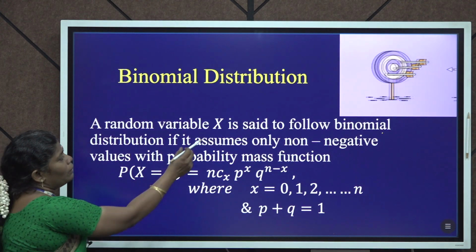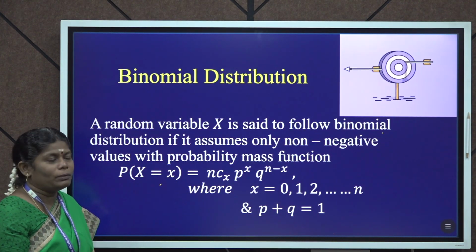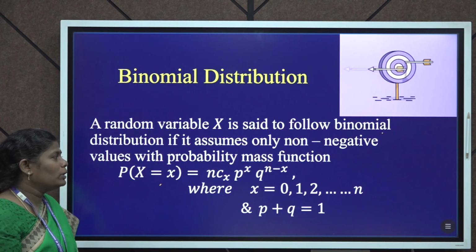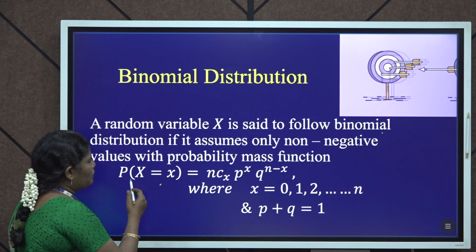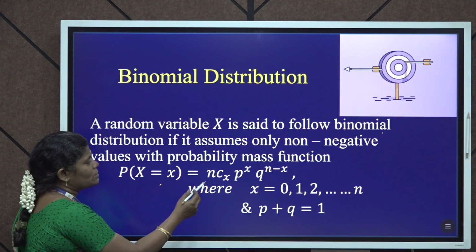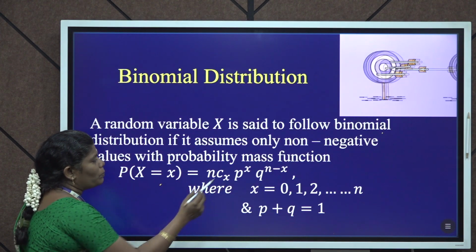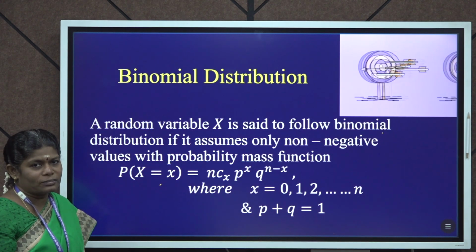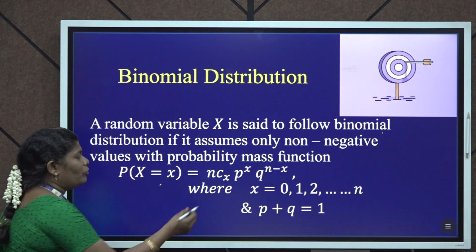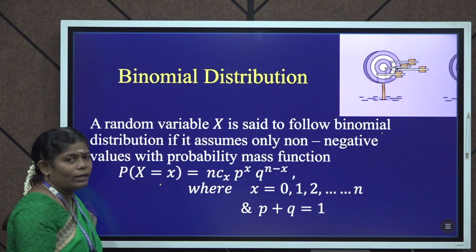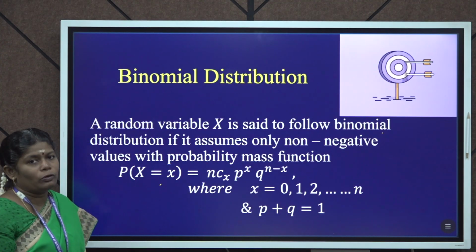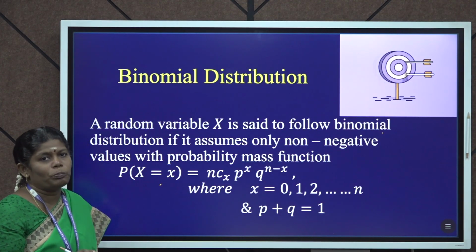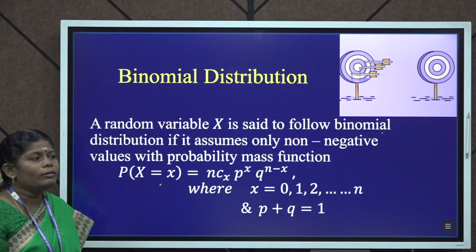A random variable X is said to follow binomial distribution if it assumes only non-negative values with the probability mass function given by P(X = x) = nCx p^x q^(n-x), where n is the number of trials, p is the probability of success, q is the probability of failure, where x = 0, 1, 2, ..., n and p + q = 1. In the binomial distribution, there are only two possible outcomes, success and failure.